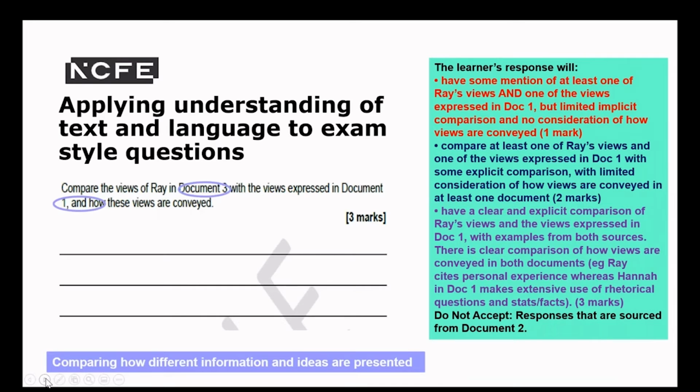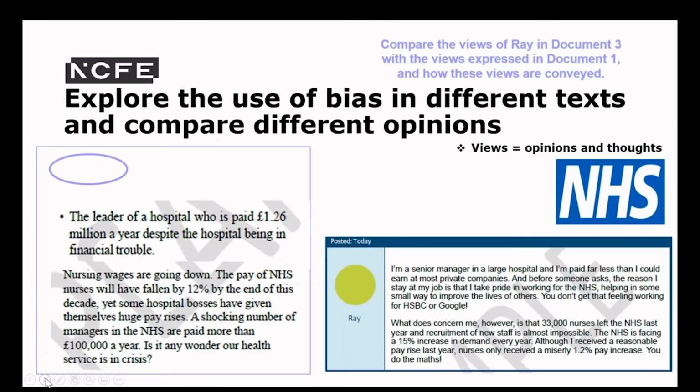So this next question, and it's very important to always read the question, is asking to compare the views of Ray in document 3 with the views expressed in document 1. So you're comparing how different information and ideas are presented, but in this case the question's asking for just document 3 and document 1. Right, so here it's saying compare the views of Ray in document 3 with the views expressed in document 1 and how these views are conveyed.